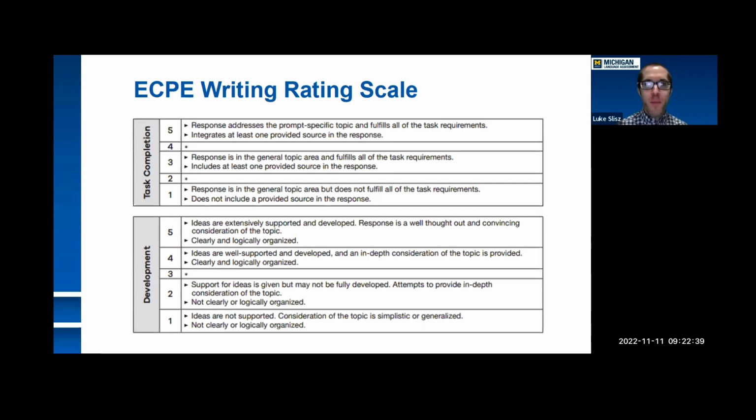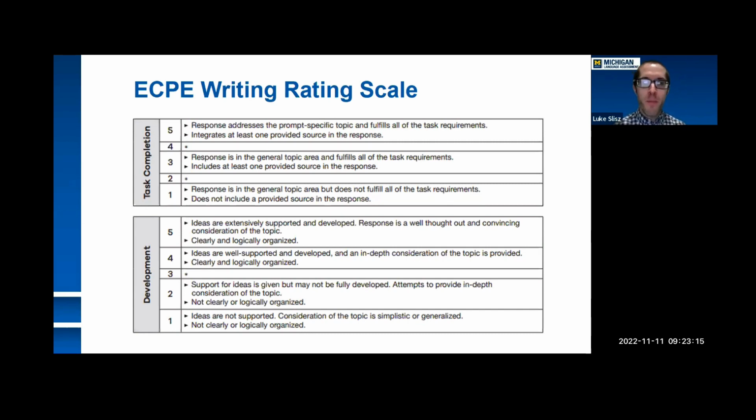So for task completion, we're looking to see that the prompt-specific topic is addressed and all the task requirements are met. So maybe both sides of the argument are evaluated, and at least one source is included. As you go further down that list, you'll see that the response becomes more generalized, like the 3 has a more general response. Maybe some of the task requirements are ignored, but a source is still included. But if you go down even further, you'll see that the response is very general, not very specific to the prompt, and that potentially no source at all is included, which is definitely going to result in a reduced score.